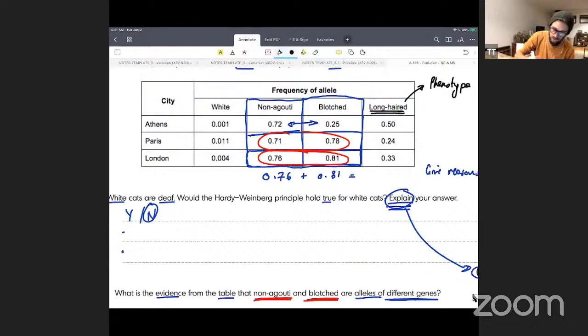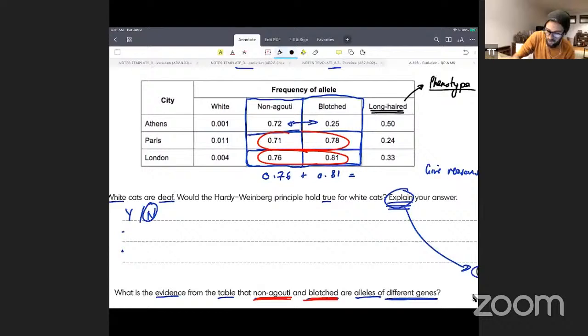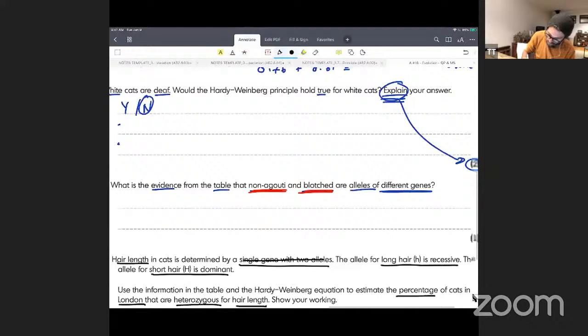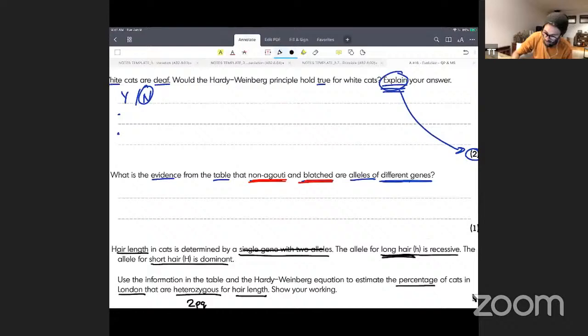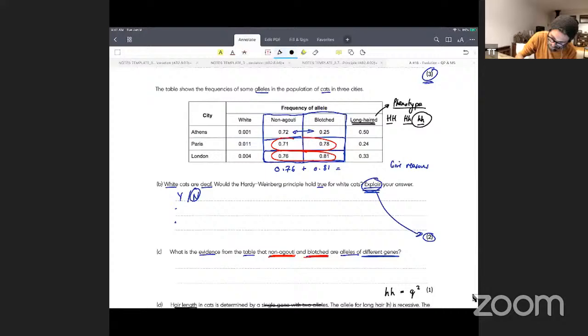Okay, good. Which means that is the result of their genotype, and they're diploid, right? So this is either going to be HH, big H big H, or it's going to be this one. And we're going to have to choose based upon the text down here. So the allele for long hair is recessive. So what genotype must you be to have long hair as your phenotype? You can only be little h little h, which is the equivalent of q squared, right? So we know that long-haired are these guys. So we know that q squared is equal to 0.5.